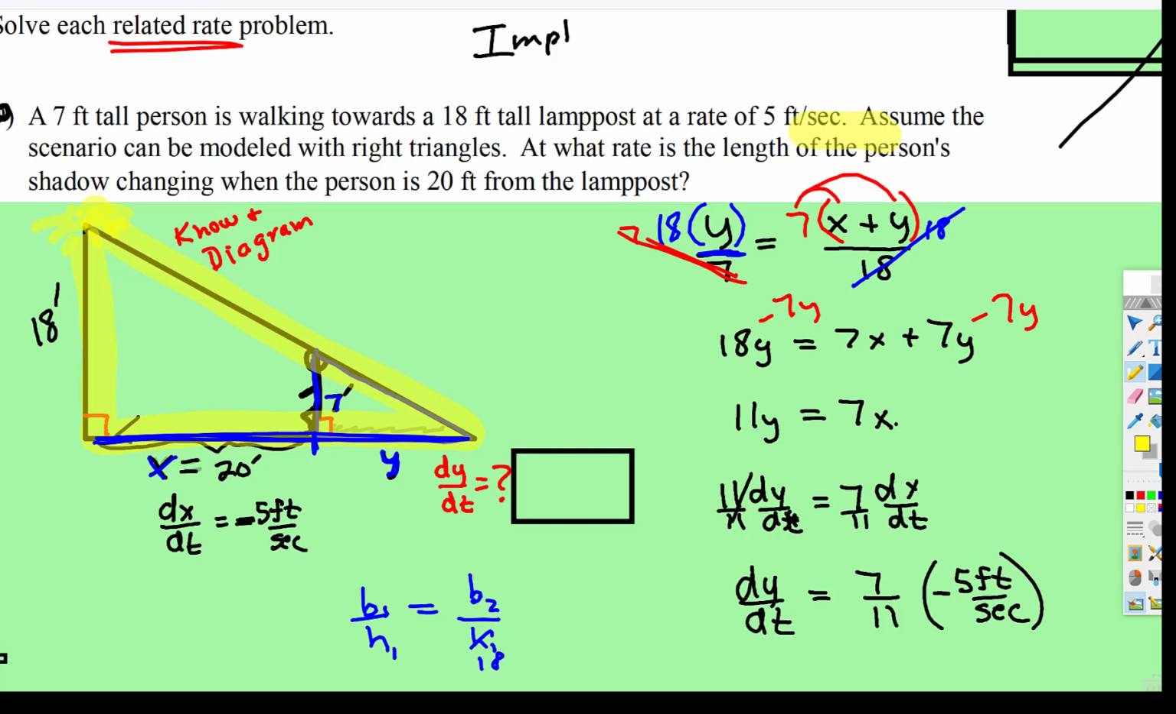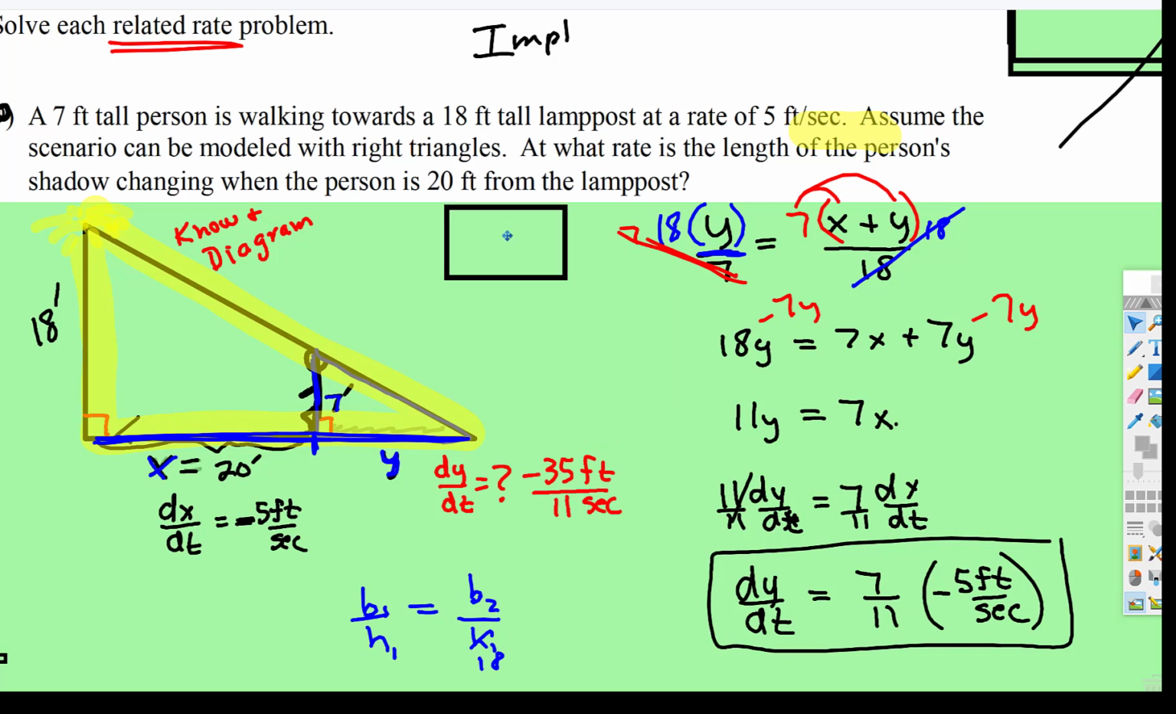Okay, I got a call, so I'm not quite sure where I left off, but since I've already removed the box covering it, dy/dt, you just multiply that out, and you get negative 35/11 feet per second.